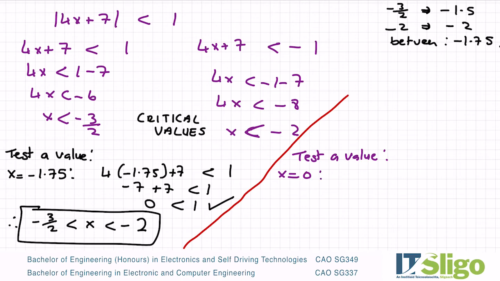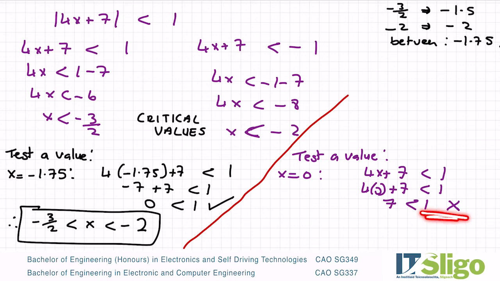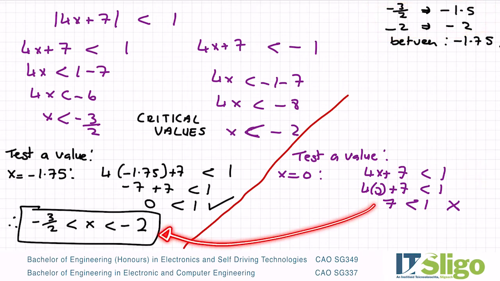So again, I'm going to sub it into 4x plus 7 less than 1. So 4 times 0 plus 7 less than 1. 4 times 0 is 0, so I get 7 less than 1. Now 7 is not less than 1, so this is not true. So you chose a value that was outside of this range. It did not satisfy the equation. Therefore, again, you conclude that it's the values between the two values that satisfy the equation.